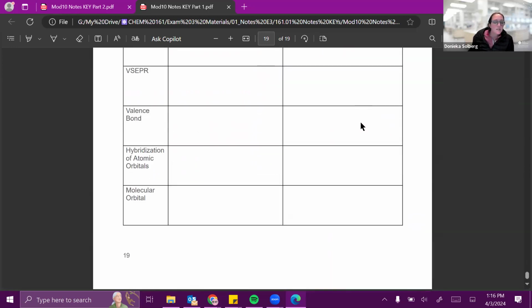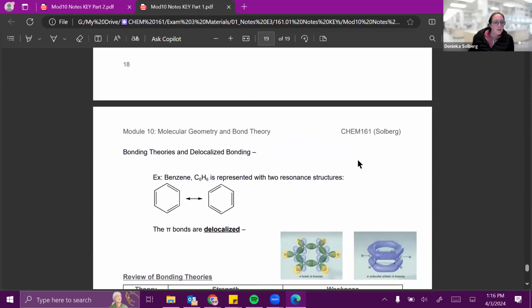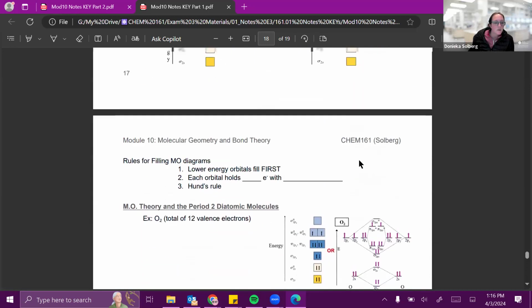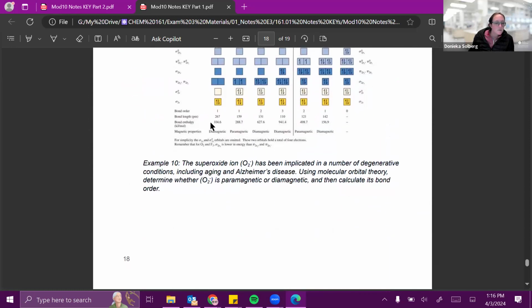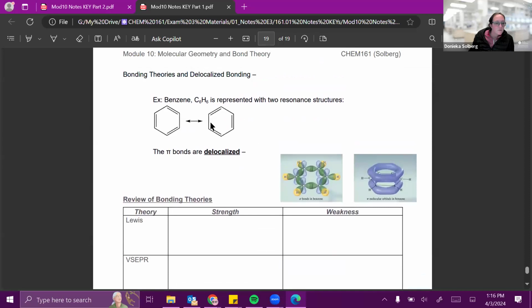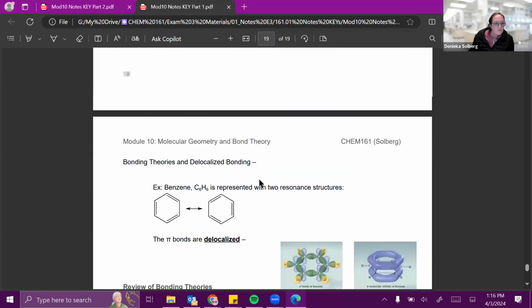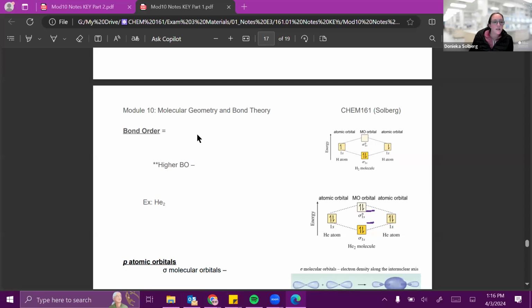The last part of this is determining bond order. Where's the bond order? Oh, bond order. Where did it go? Hang on. Sorry, I had to go back. Bond order is the number of bonding minus the number of antibonding divided by 2. So bonding is when they don't have the star. Antibonding is when they do have the star.